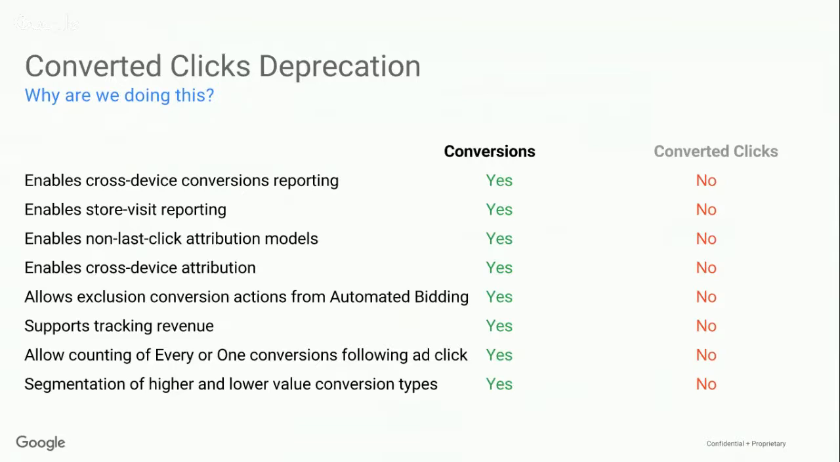It also allows you to toggle which conversion types you would want to be taken into consideration for automated bidding. It supports tracking revenue. It allows for different ways of tracking conversions, as I already spoke about. And it also allows you to segment higher or lower value, so what conversion types are more important or less important to your business.